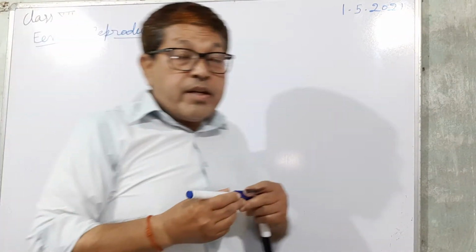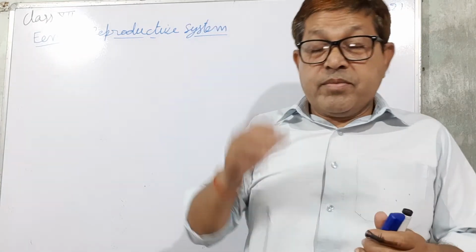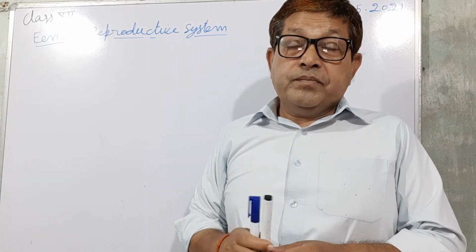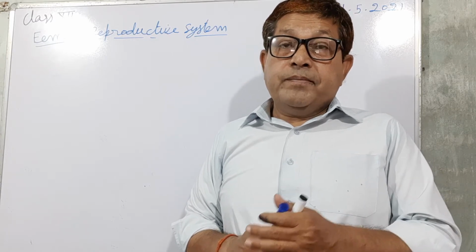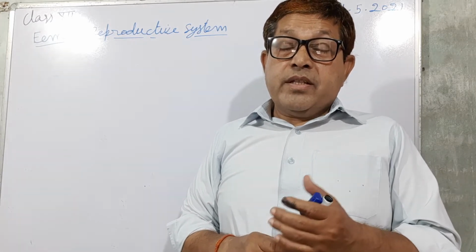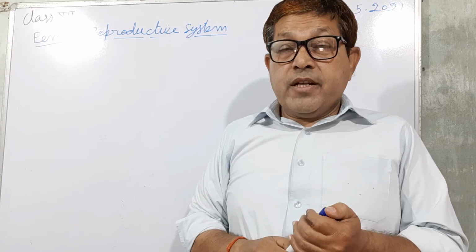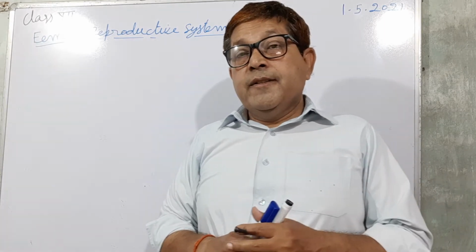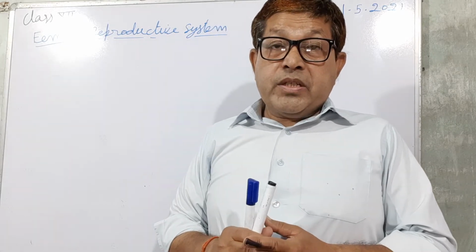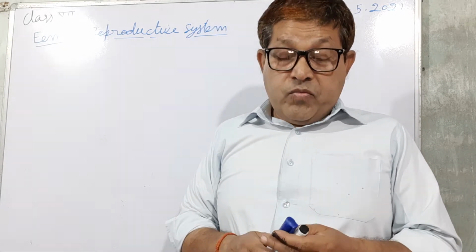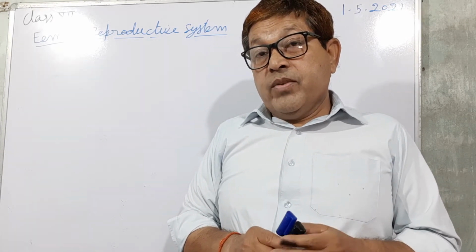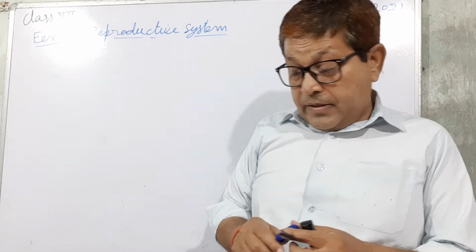Last time I drew the diagram of the female reproductive system and also told about the primary sex organs, the secondary sex organs and the external genitalia. It mainly consists of three parts. So today we have to discuss them one by one. The first one is the ovary.